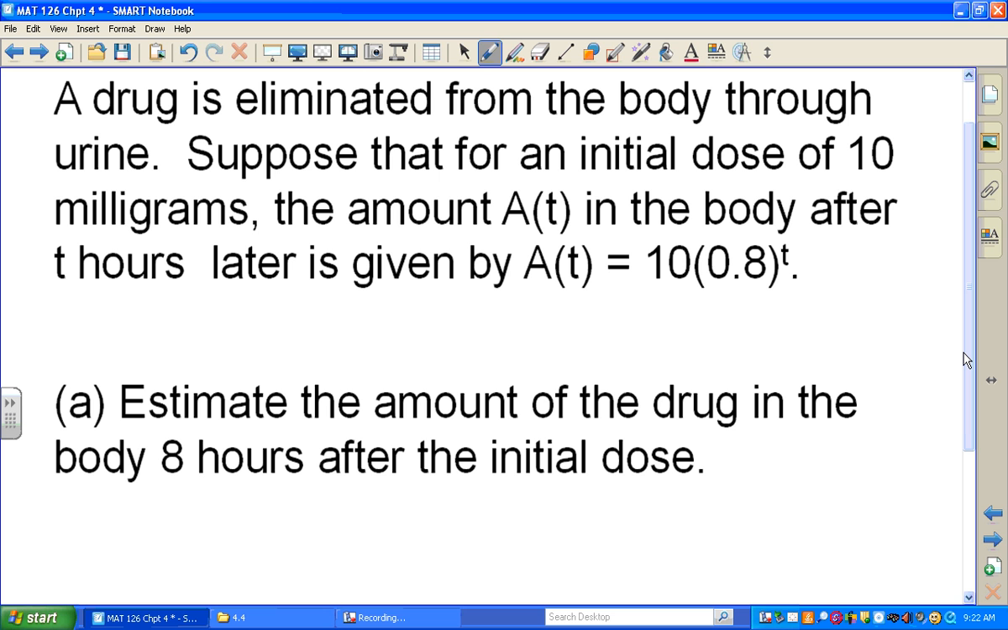Drug is eliminated from the body. Estimate the amount of drug in the body 8 hours after the initial dose. Wait a minute. Is this a growth or decay? It is a decay. Okay? So it is leaving in a certain instance. This 10, what does that represent?